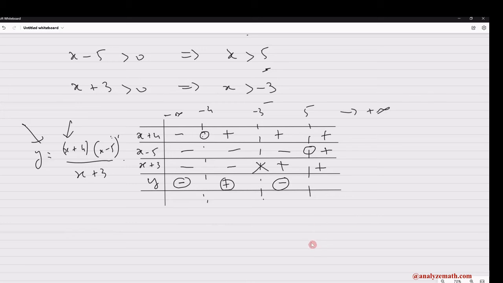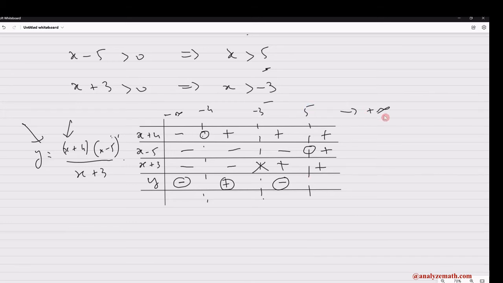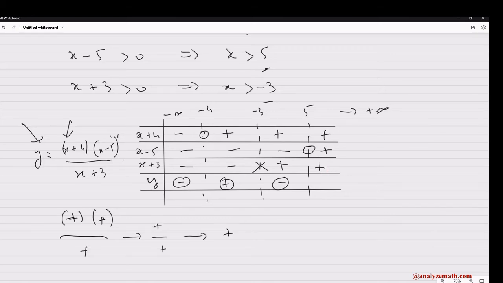Now we go to the last interval, 5 to plus infinity, values greater than 5, and we do the same thing. x plus 4 here, it's positive. So positive number multiplied by x minus 5. x minus 5 here, it's positive. And then we divide by x plus 3. x plus 3 here is positive. This is positive, yeah? And then when we apply the rule of sign, positive over positive, that gives me positive. So I go here and I put positive.